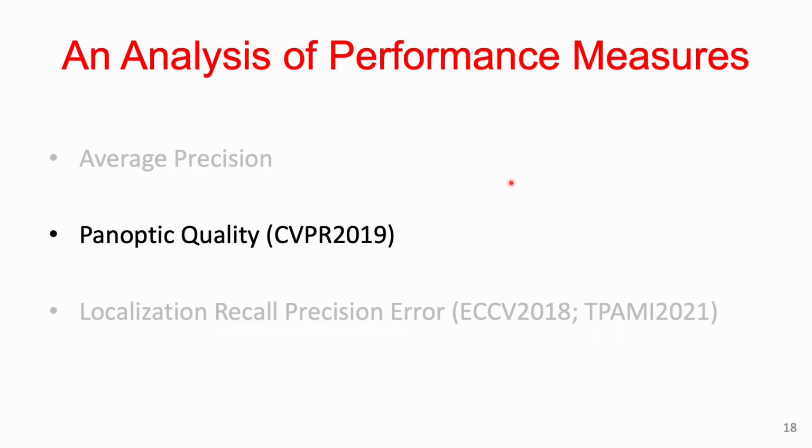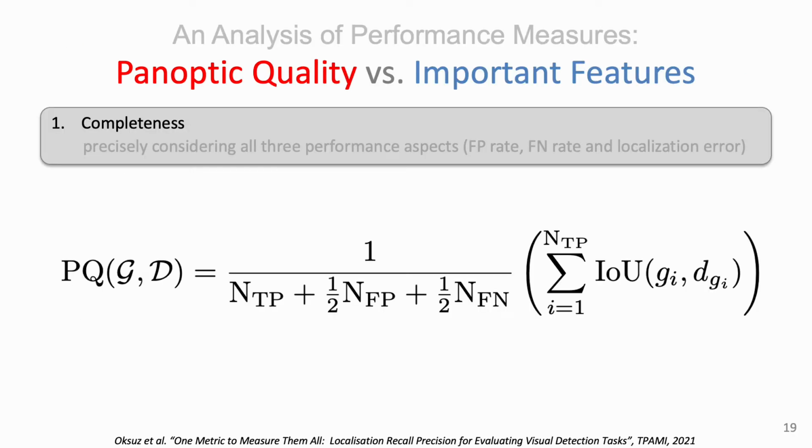Now, let us continue with the analysis of panoptic quality, which was introduced in the first part of our tutorial. Note that panoptic quality was proposed independently of LRP error and in a similar time frame as LRP error. Let us analyze panoptic quality in terms of the completeness feature, like we did for average precision.